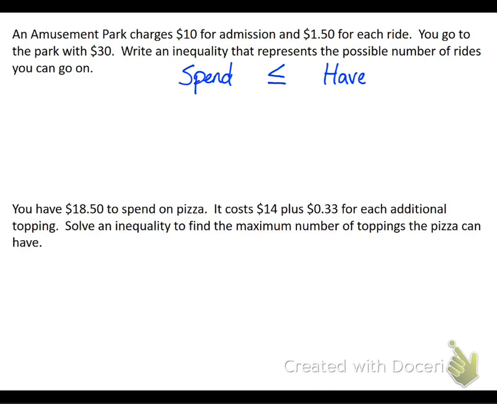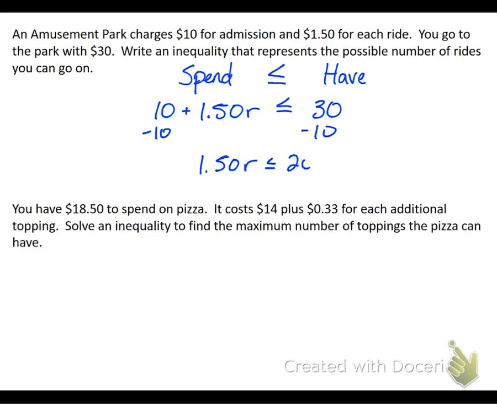So I know that I have $30, and then the money that I spend is I get charged $10 for admission, and then $1.50 for each ride. So I start with $10 as my upfront fee, and then it's $1.50 for each ride that I go on. To find out how many rides I can go on, I would subtract the 10 over to the other side, I would get 1.50R is less than or equal to 20, and then divide both sides by 1.50.